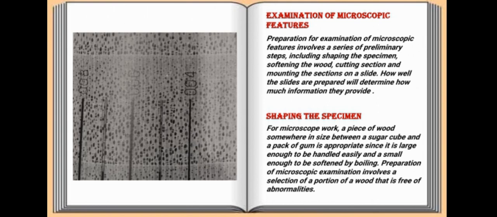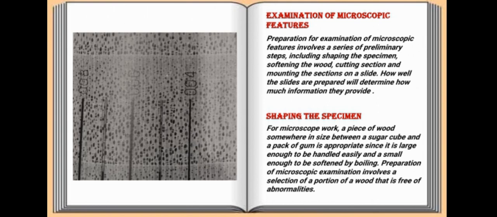The next is shaping the specimen for the microscope. A piece of wood somewhere in size between a sugar cube and a pack of gum is appropriate, since it is large enough to be handled easily and small enough to be softened by boiling. Preparation for microscopic examination involves selecting a portion of the wood that is free of abnormalities.